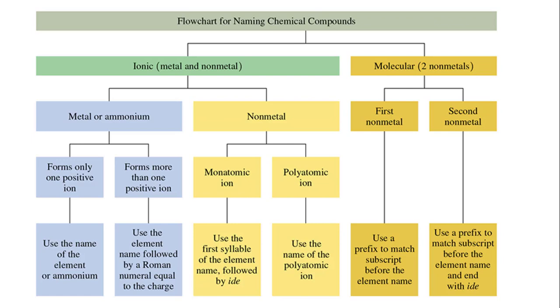And then here's a flow chart, just understanding some of what we've covered. Here's ionic, metal, non-metal. It's either a metal or ammonium. That's the plus. And then it kind of gives you a little chart to understand what you need to do. If you get stuck, try looking at this chart to see if it can help you understand. We haven't really covered molecular.